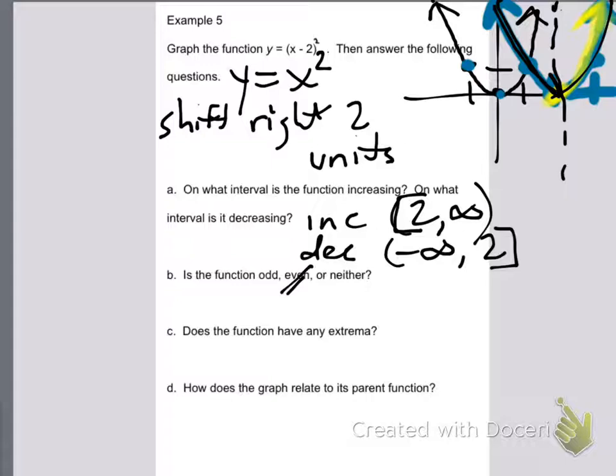Okay? Odd, it would have to be symmetric about the y equals x line. Well, that's not true, so odd's out. So it's neither.